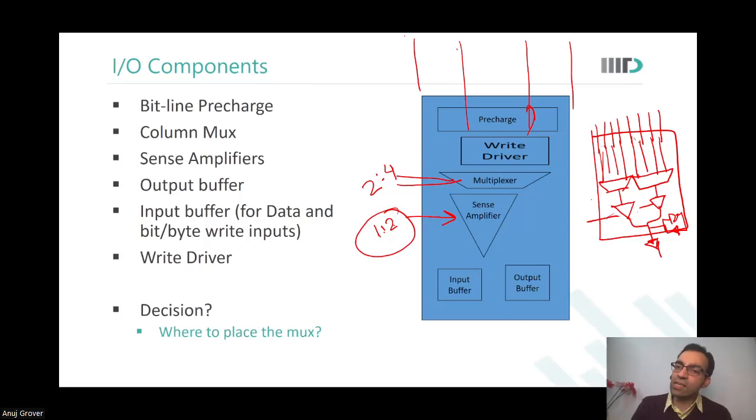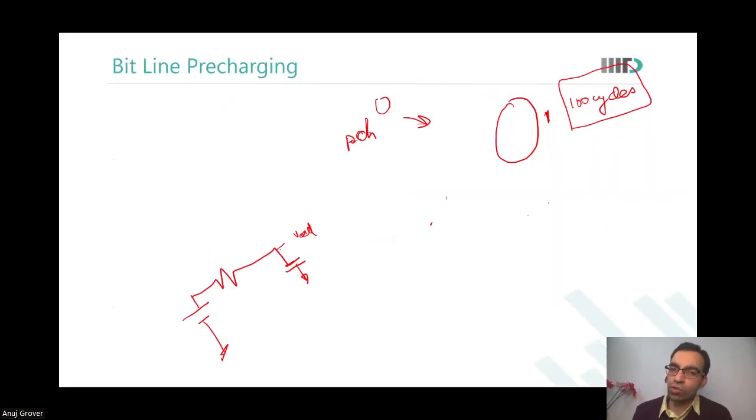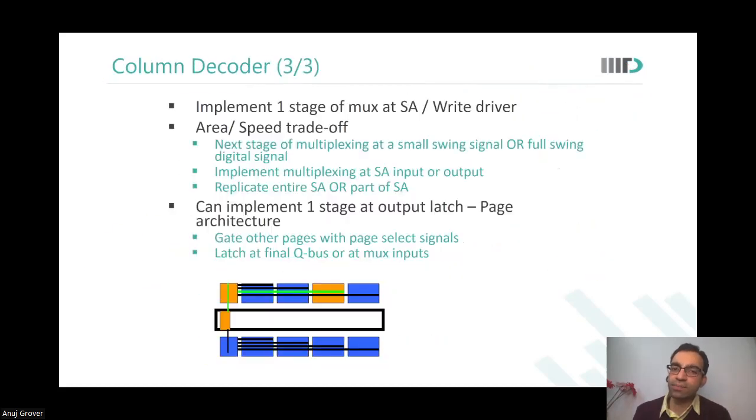So what you have essentially done is, instead of a 3-input mux, you've used a 2-input mux, and the remaining multiplexing is being done at the sense amplifier or write driver level. And this then is an area-speed trade-off. Are you able to see that?